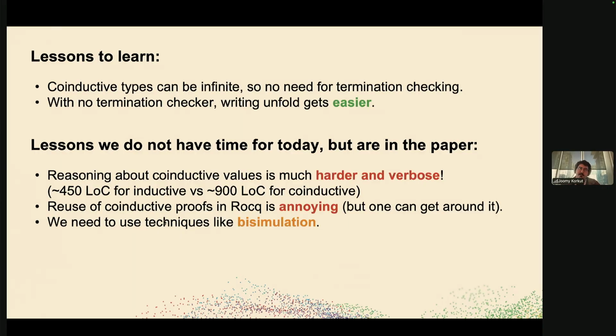So what are the lessons to learn from here? The first one is coinductive types can be infinite, so they don't require termination checking. They require productivity, but that's a different story. And with no termination checker, writing unfold gets a lot easier.